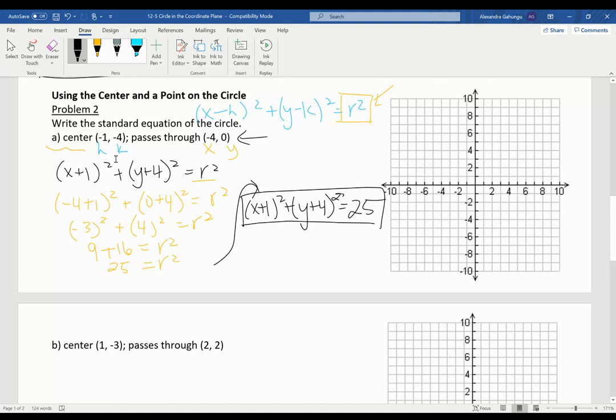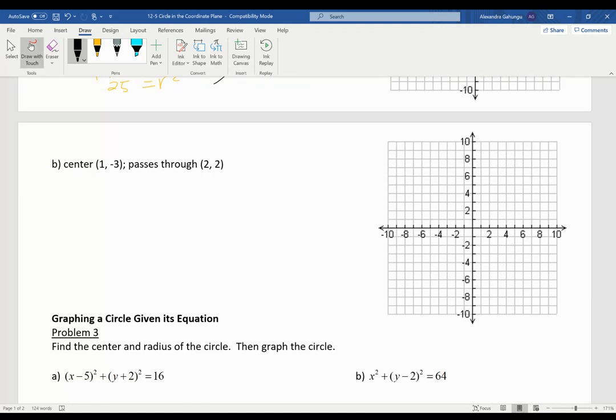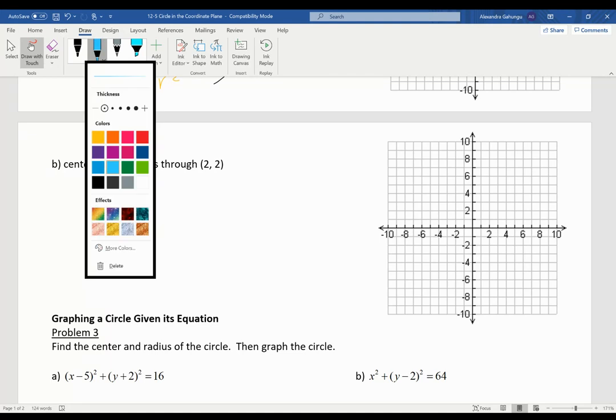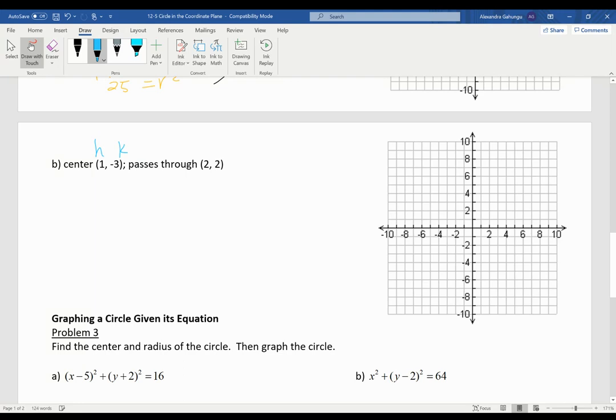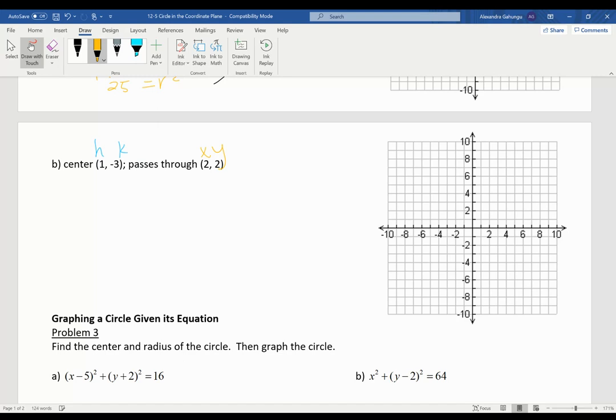Second example, same idea. We're given the center and a point that it passes through. So I'm given h and k, and I also have x and y here. So if I were to write just standard form, it'd be (x minus 1) squared plus (y plus 3), because we have a minus 3 there, squared, equals the radius squared. I am missing r squared.